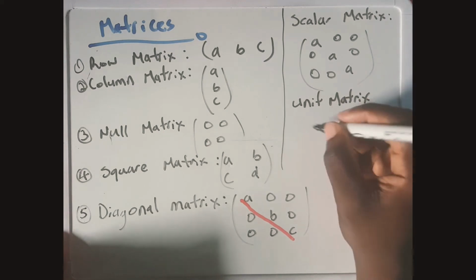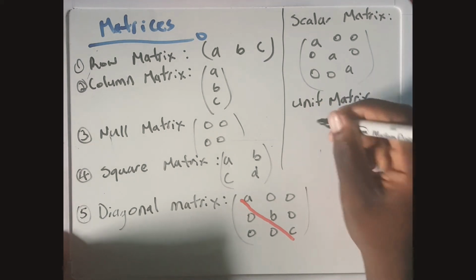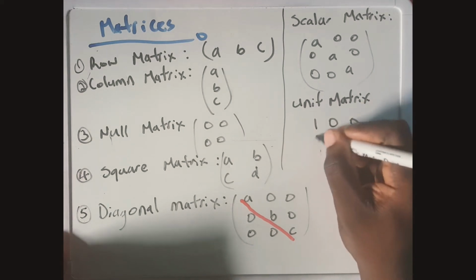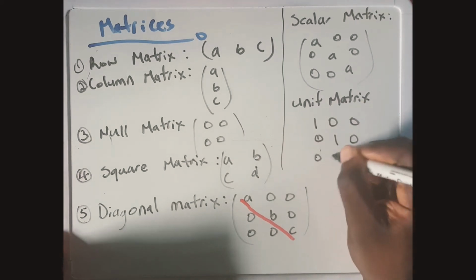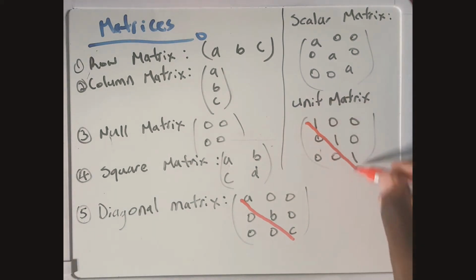And the unit matrix would look something like this. 1, 0, 0, 0, 1, 0, 0, 0, 1. Where we can see the leading diagonal as only 1. And that is known as the unit matrix.